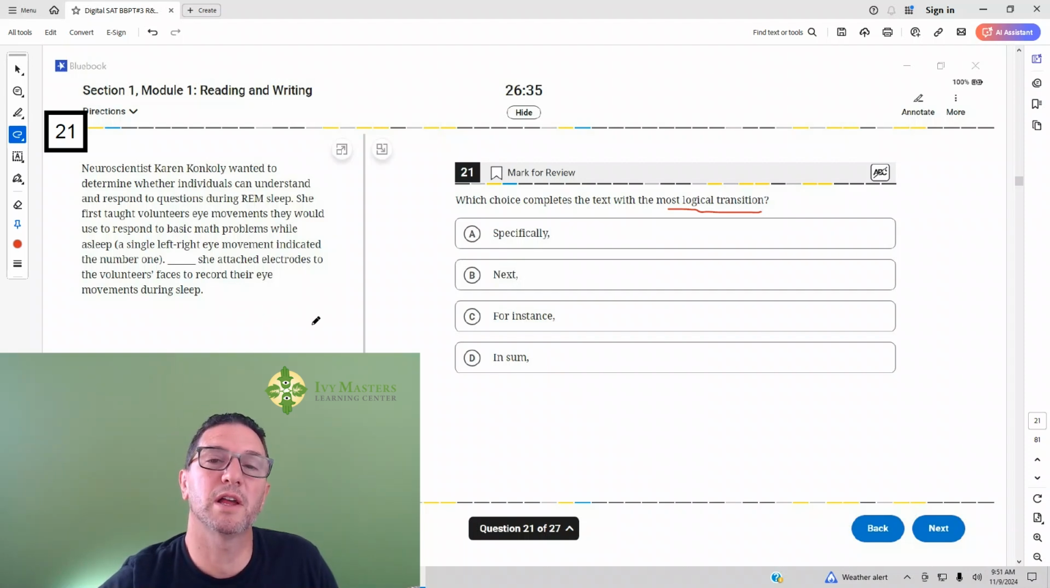So do we see similarity or difference here? It looks like it's similarity. It's just two things that she would do.